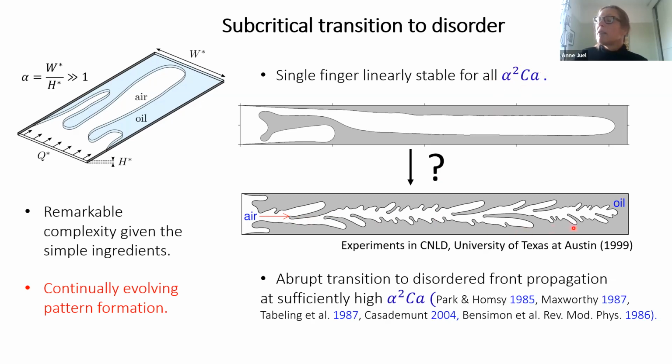Eventually, you're going to get a relatively abrupt transition to disordered front propagation, a little bit like what I showed you in the radial system. This will happen at sufficiently large Saffman-Taylor parameter, but that threshold will depend on the level of background perturbations in the system. So it really has all the hallmarks of a subcritical transition.